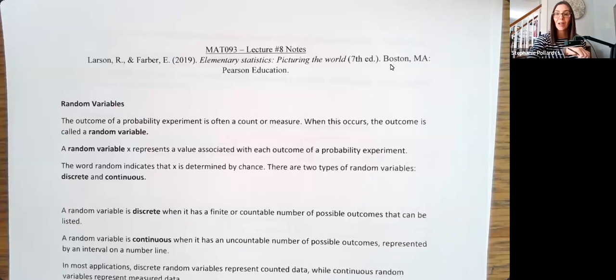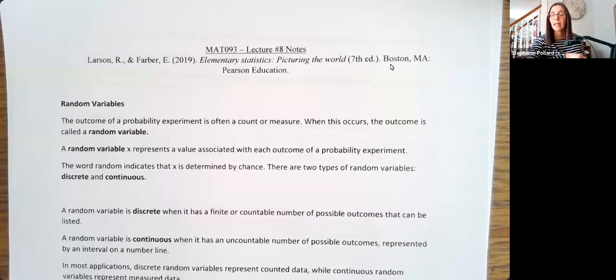And in this lecture, I want to recap section 4.1 in our text, which introduces random variables, particularly discrete variables, and probability distributions. So the outcome of a probability experiment is often a count or a measure. When this occurs, the outcome is called a random variable. And just like in an algebra class, we tend to use x a lot here as well. So a random variable x represents a value associated with each outcome of an experiment. And the word random indicates that x is determined by chance.